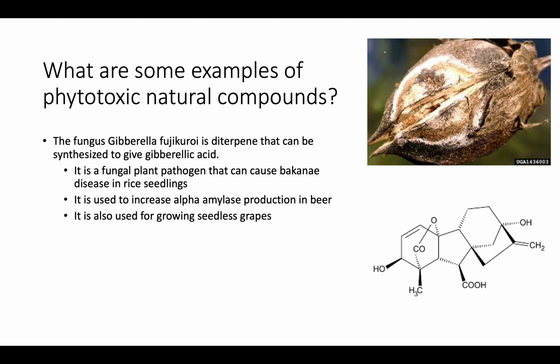Here are some examples. So, the fungus Gibberella fujikuroi is a diterpene that can be synthesized to give gibberellic acid. It is a fungal plant pathogen that can cause Bakanae disease in rice seedlings. As well, it is used to increase alpha amylase production in beer. And a really cool thing it can do is that it is used for growing seedless grapes.